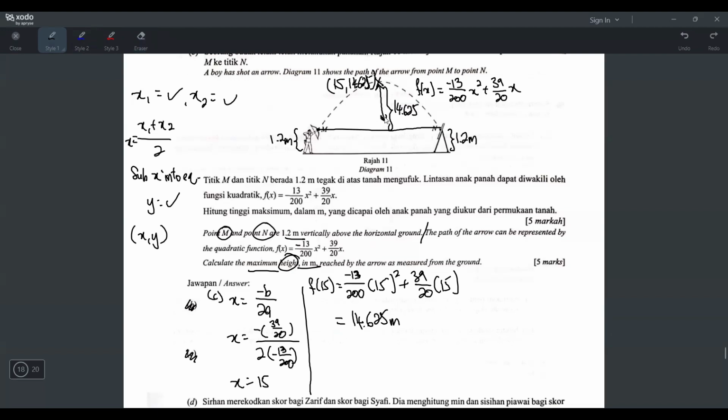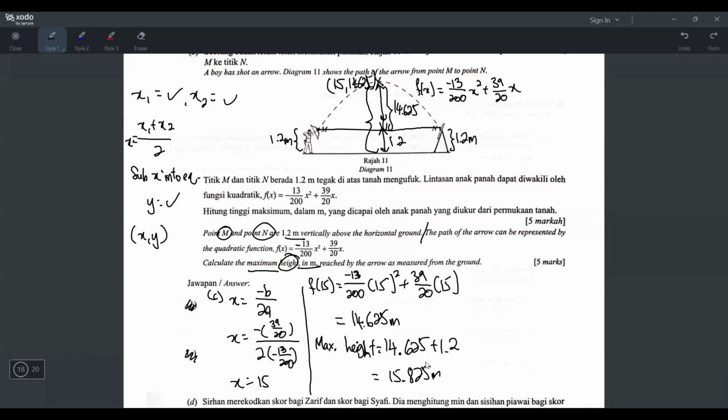14.625. But the question is asking for the maximum height reached by the arrow as measured from the ground. So from the ground, you have to find from here to here, so you have to add 1.2. So I'll just write here height, or maximum height. Maximum height is 14.625 plus 1.2, and you will get 15.825 meters.